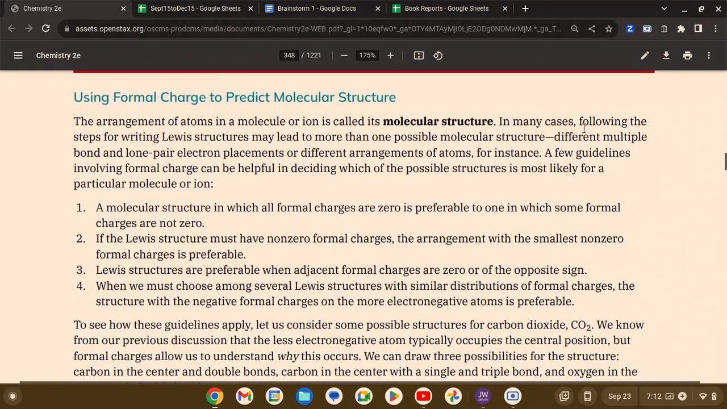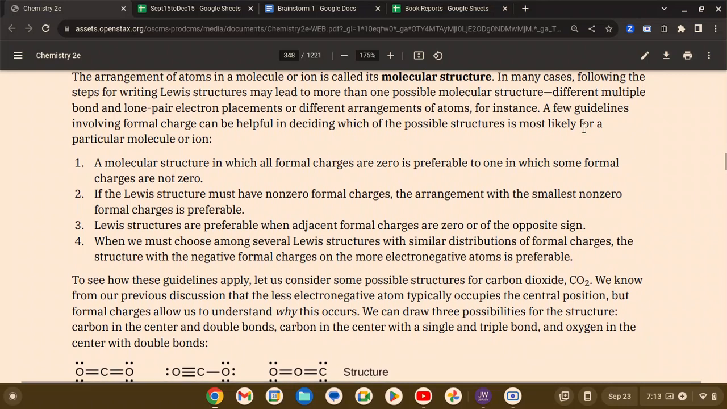Using formal charge to predict molecular structure. The arrangement of atoms in a molecule or ion is called its molecular structure. In many cases, following the steps for writing Lewis structures may lead to more than one possible molecular structure: different multiple bond and lone pair electron placements or different arrangements of atoms, for instance. A few guidelines involving formal charge can be helpful in deciding which of the possible structures is most likely for a particular molecule or ion.